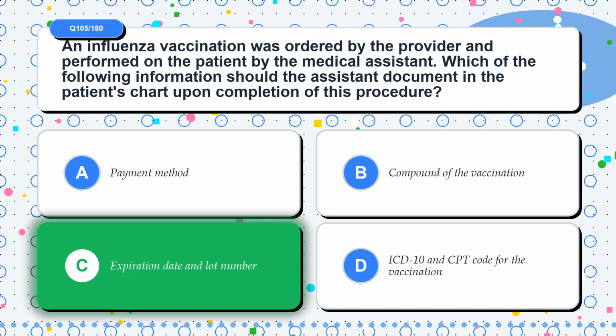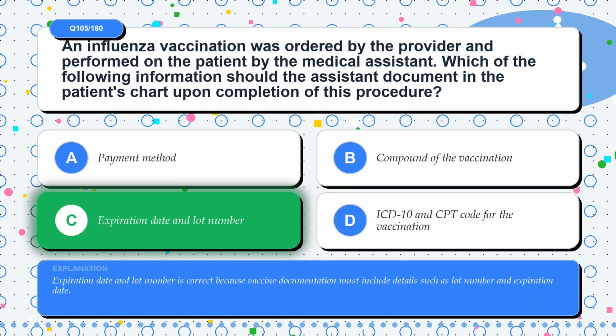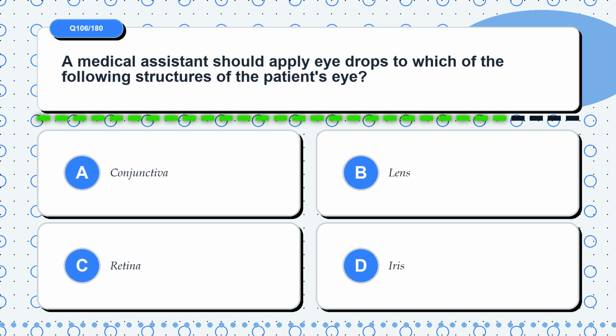The correct answer is option C, expiration date and lot number. Expiration date and lot number is correct because vaccine documentation must include details such as lot number and expiration date. Question 106. A medical assistant should apply eye drops to which of the following structures of the patient's eye? Here are the options. Option A, conjunctiva. Option B, lens. Option C, retina. Option D, iris.